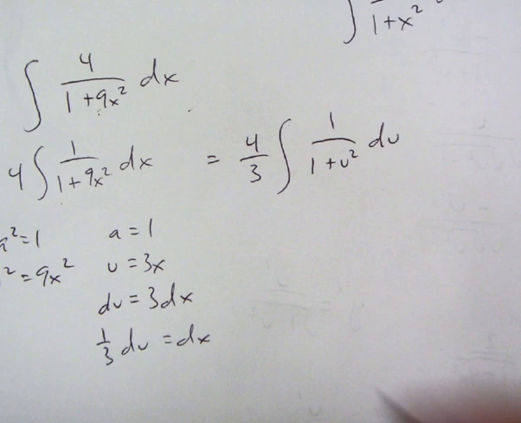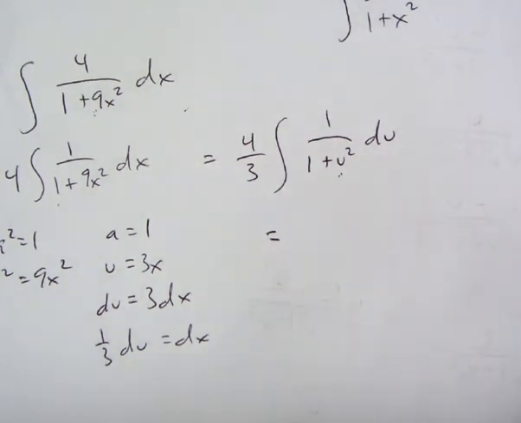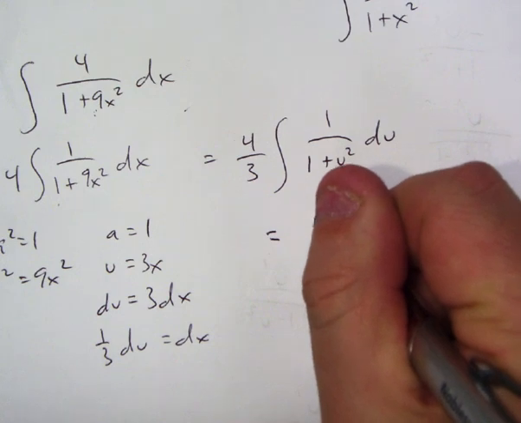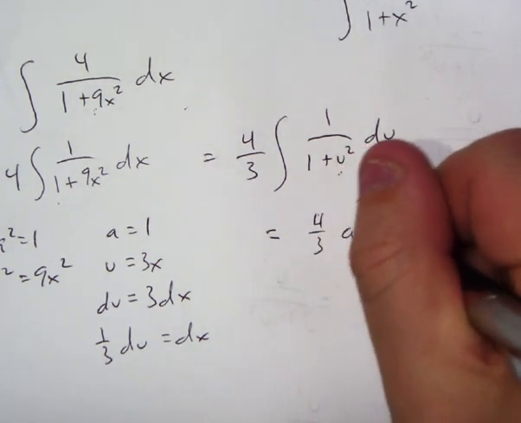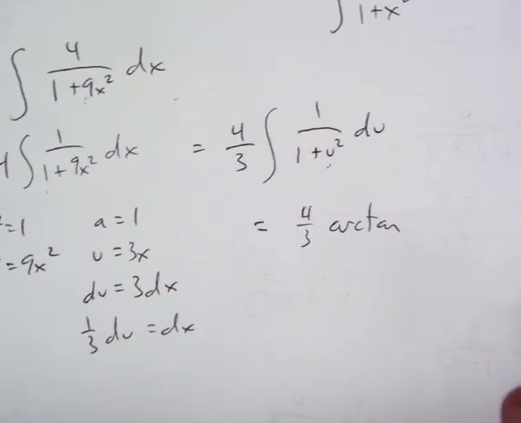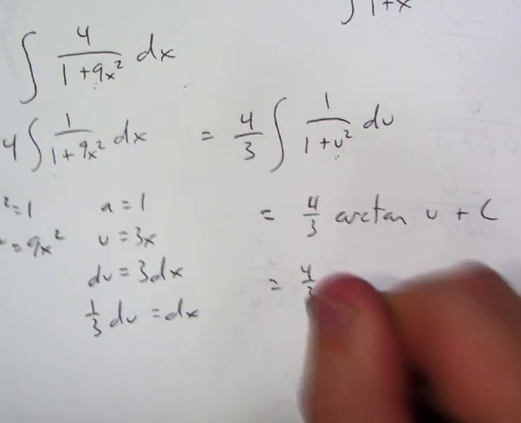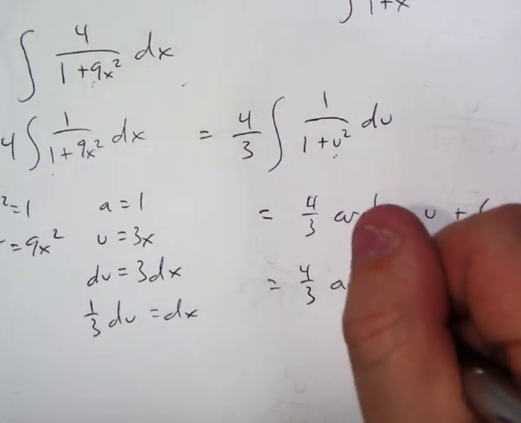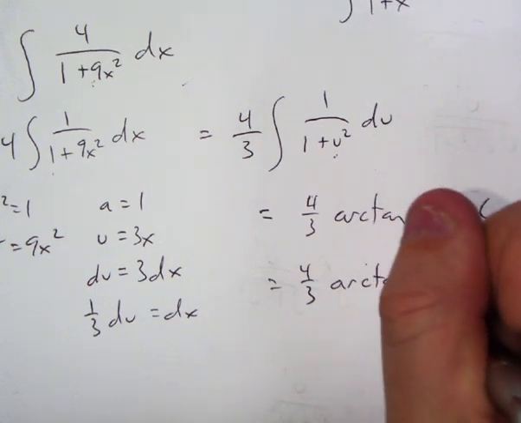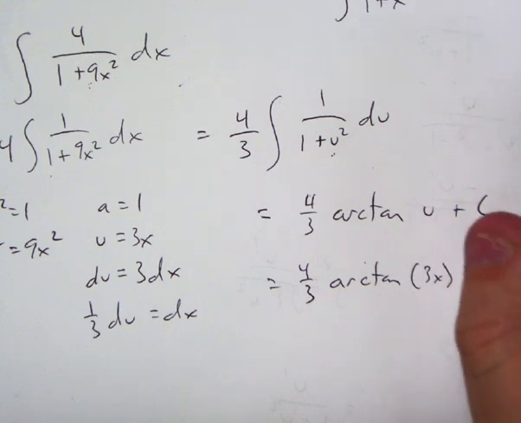Now that I'm there, my answer is just arctangent of u. So it's 4/3, and then arctangent of u plus c. That's the lunch bell. So I'm about to go eat some lunch after I write this answer. So u is 3x plus c.